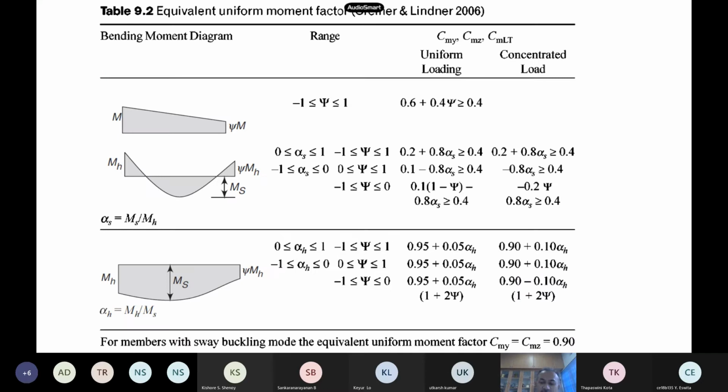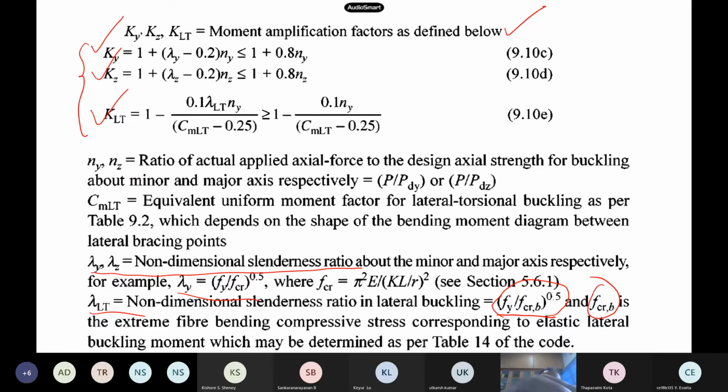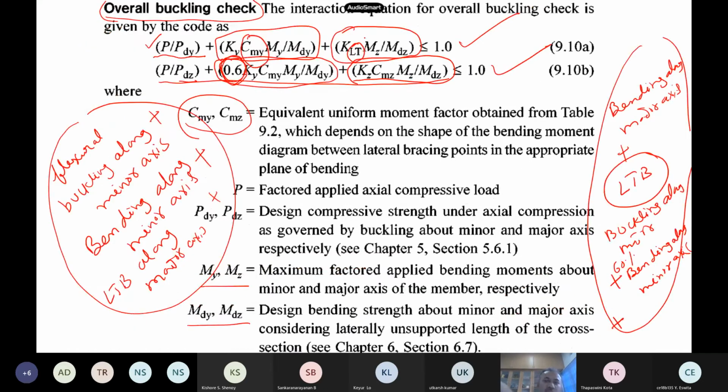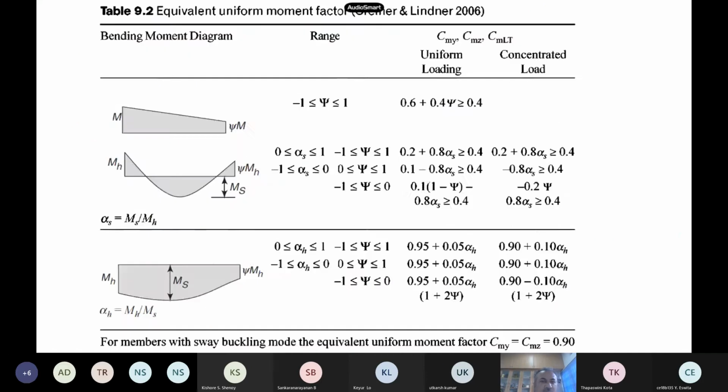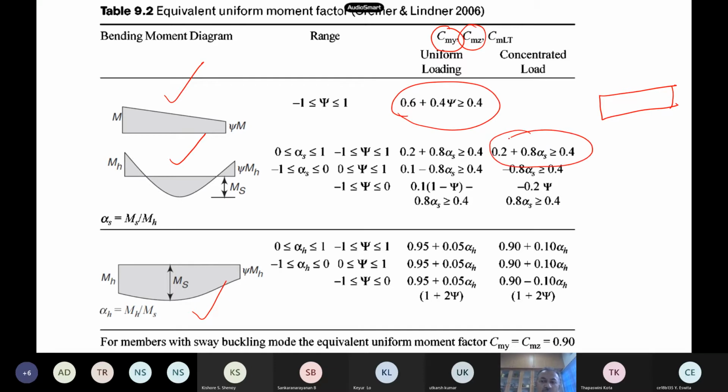Now coming to this CMY, CMZ. These are the equivalent moment factors. If on the column the bending moment is not uniform, if the bending moment is like this, or quadratic, or these types, how do we find the CMY? This is what the code gives. Psi is the ratio between this end and that end. Finally, it shows how to calculate for uniform loading and for concentrated loads.